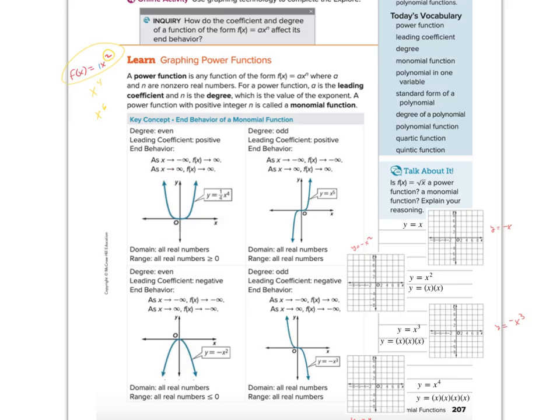The domain for my positive even integers here is all real numbers, because it goes forever and ever in that direction, forever and ever in that direction. The range, in this case, is going to be all real numbers greater than or equal to 0, because the function does not exist down here. It starts at y equals 0, and then goes to positive infinity. So understanding that. So that's the general even.